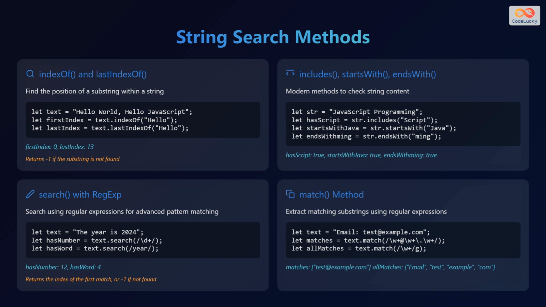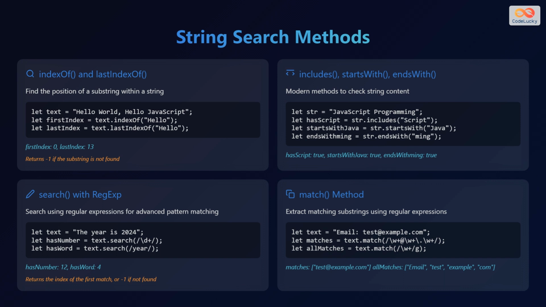The indexOf method and lastIndexOf method are used to find the position of a substring within a string. For example, let text = "hello world, hello JavaScript". Let firstIndex = text.indexOf('hello'), and let lastIndex = text.lastIndexOf('hello'). This returns firstIndex 0 and lastIndex 13. If the substring is not found, it will return -1.